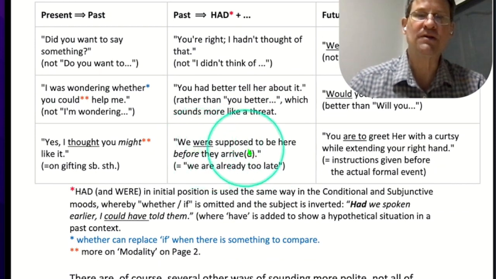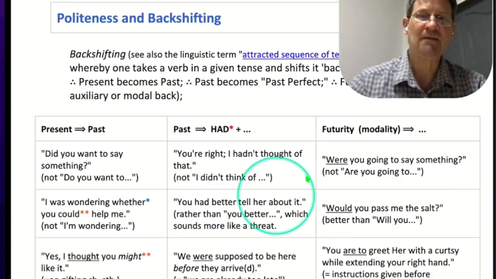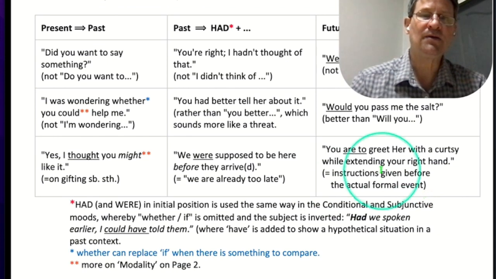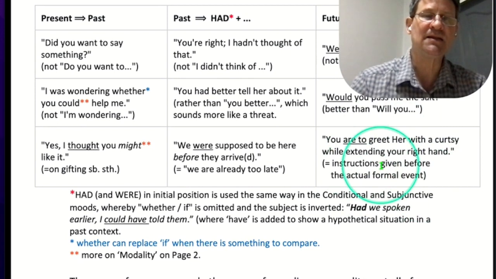And we were supposed to be here. You were supposed to be here. Futurity includes always, were you going to say something? Here is the modality, would you pass me the salt? And notice here you have futurity. In this sense, you are to greet her with courtesy. So we're using a present form to talk about a future event. In this case, instructions given before the actual formal event.